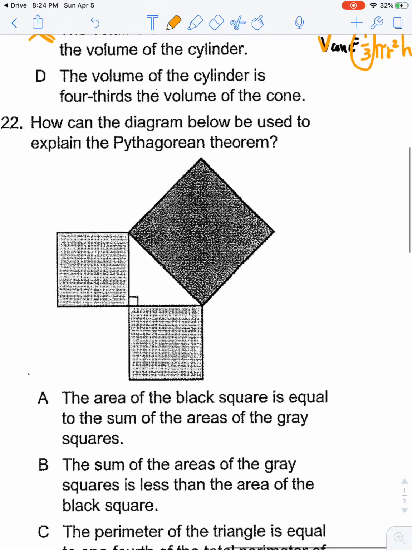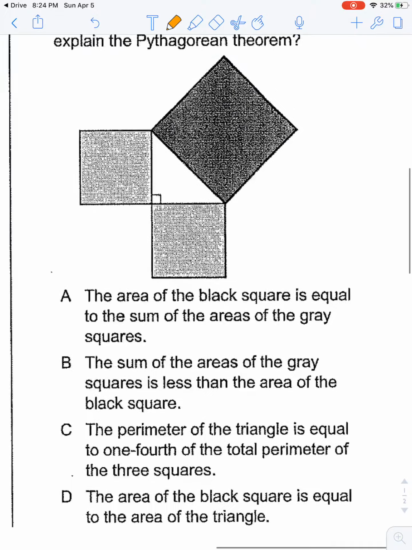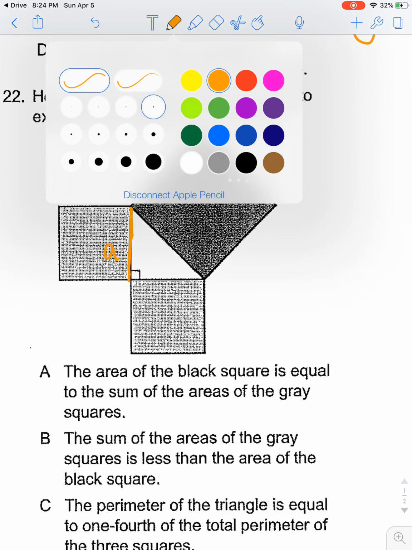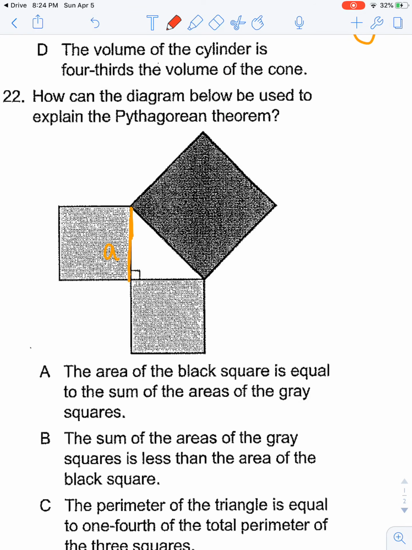Okay, so let's look at number 22. I think that's it. We'll be all done after this one. So how can the diagram below be used to explain the Pythagorean theorem? Well, here's a triangle that we can use to remember the Pythagorean theorem. If that's A, and that's B, and this is C. Remember that A squared plus B squared equals C squared.